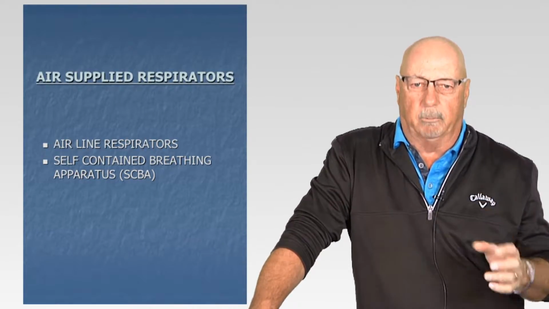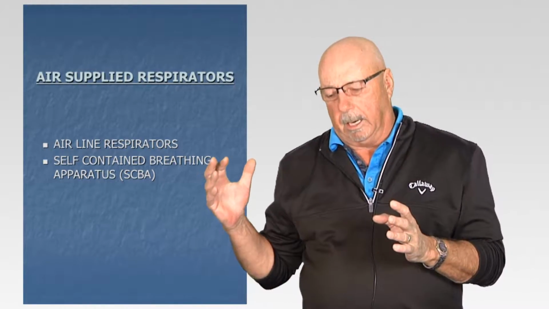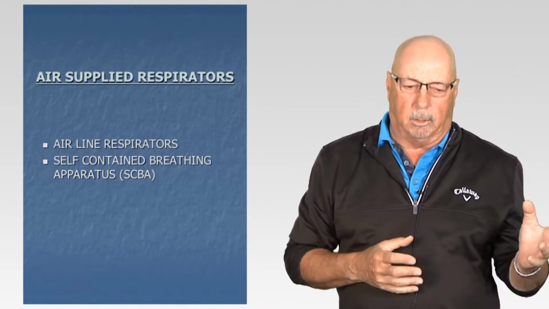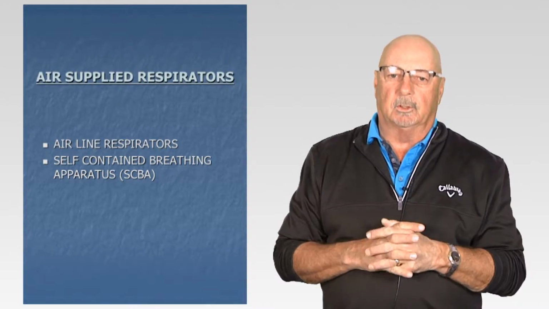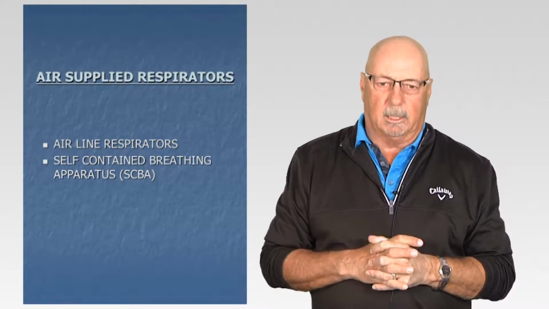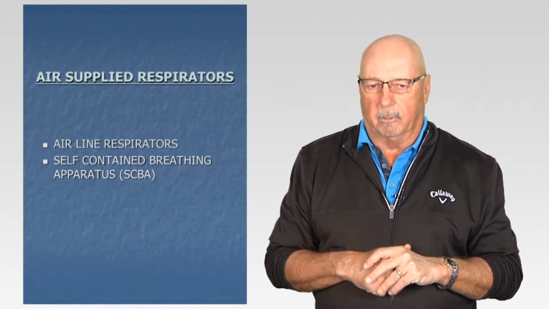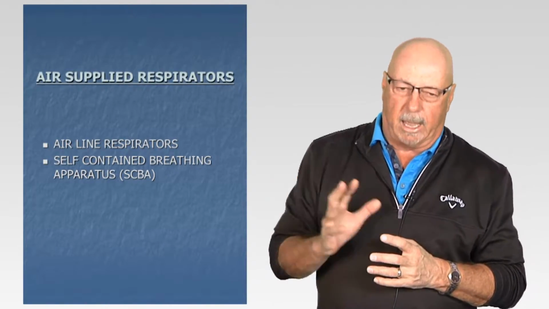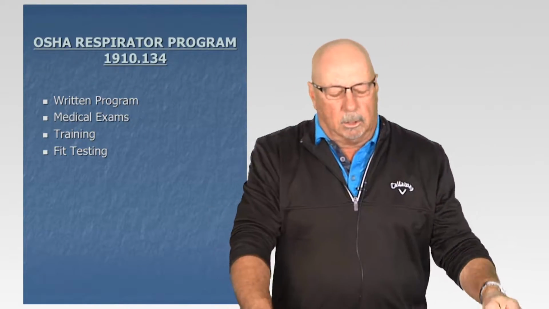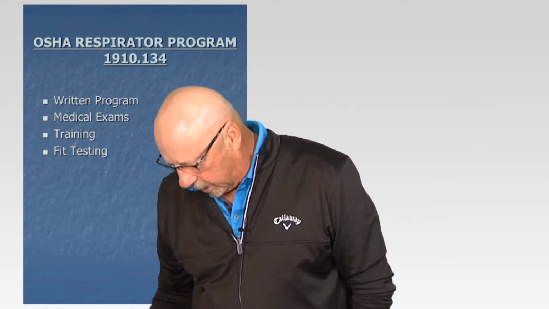Or we have an air-line respirator, where we have a generator that's gathering up fresh, breathable air and putting it through hoses and regulator systems into a mask, delivering breathable air into that mask. Both of those are air supplied versus air purifying. We're providing or supplying the fresh air. So those are two general categories, and we'll see pictures of both of those types of respirators in just a moment.